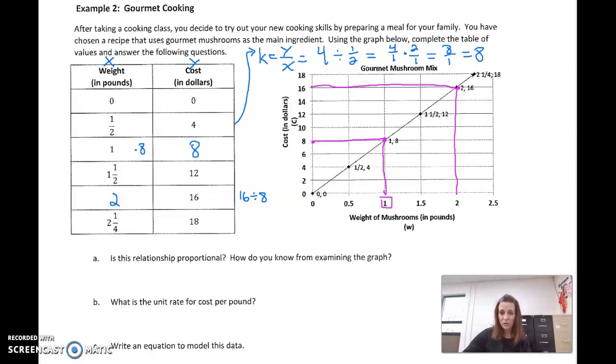Is this relationship proportional? Well, I could go through and figure out every single one of these constants. I could do it for all of them. Or I could look at the graph. And just from the graph, I can say yes, because I know if I divided all the y's by x's here, I'd have a constant of 8. I could say yes from examining the graph, because it goes through 0, 0, or the origin, and it's a straight line.